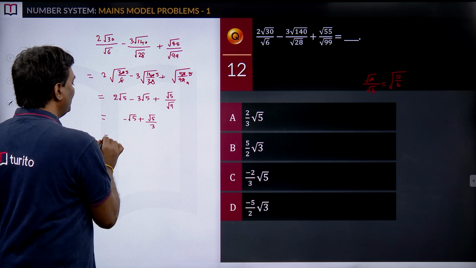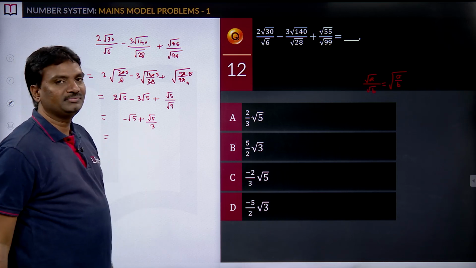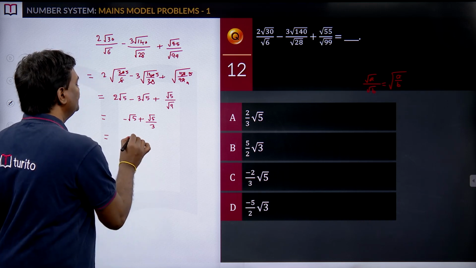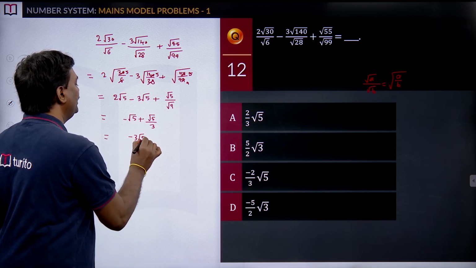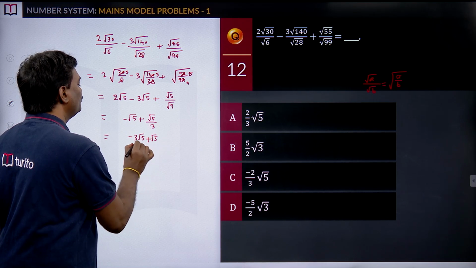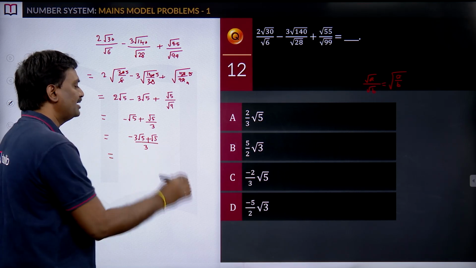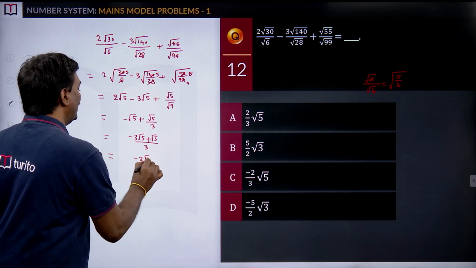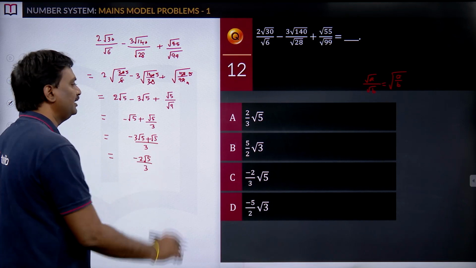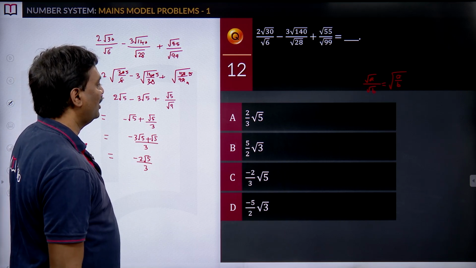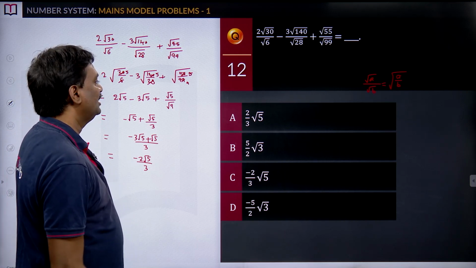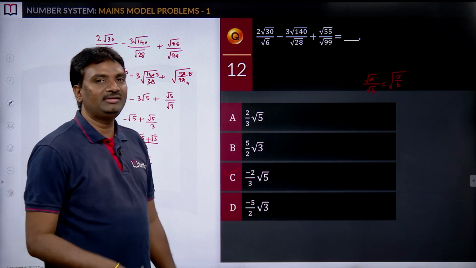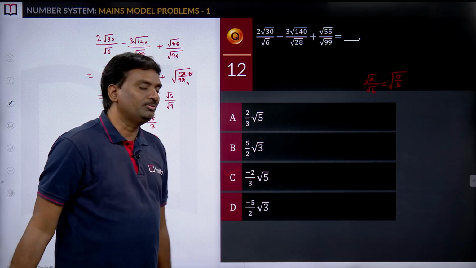So, 2 minus 3 is minus 1, minus root 5 plus root 5 by root 9, and root 9 equal to 3. So, by simplifying, minus root 5 plus root 5 by 3. So, minus 3 root 5 plus root 5 means minus 2 root 5, minus 2 root 5 by 3. According to the options, we have minus 2 by 3 root 5, that is option C. By simplifying the given expression, we got minus 2 by 3 root 5.